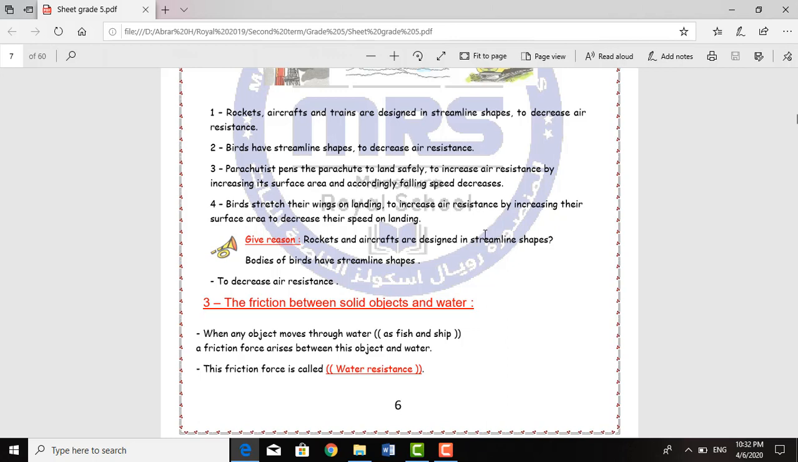So I have here a give reason question. Rockets and aircrafts are designed in streamlined shape. Why? To decrease air resistance. How can they decrease air resistance? By decreasing the surface area, so the air resistance decreases, so their speed increases.